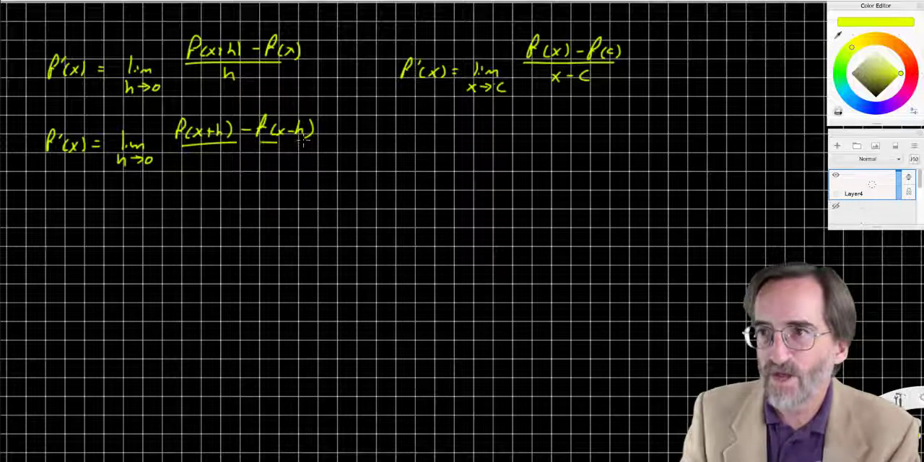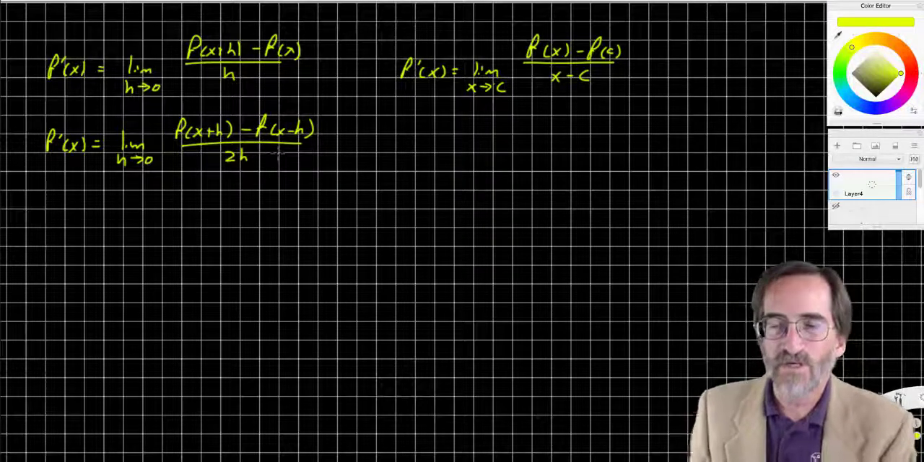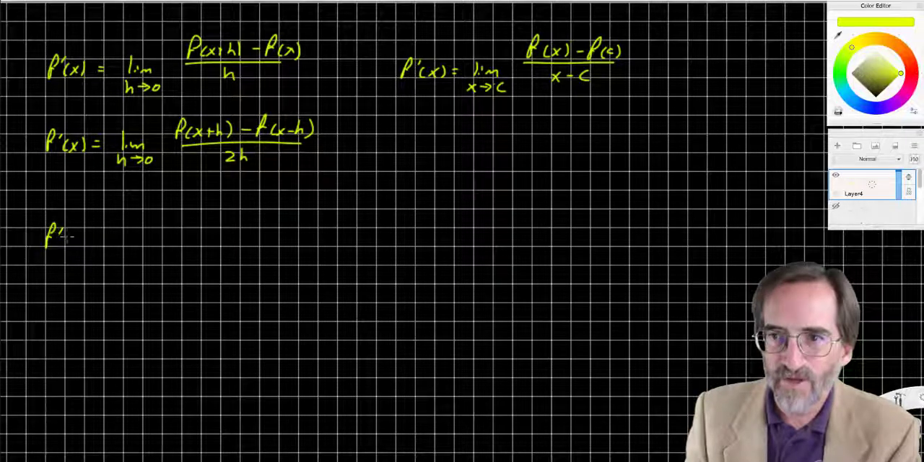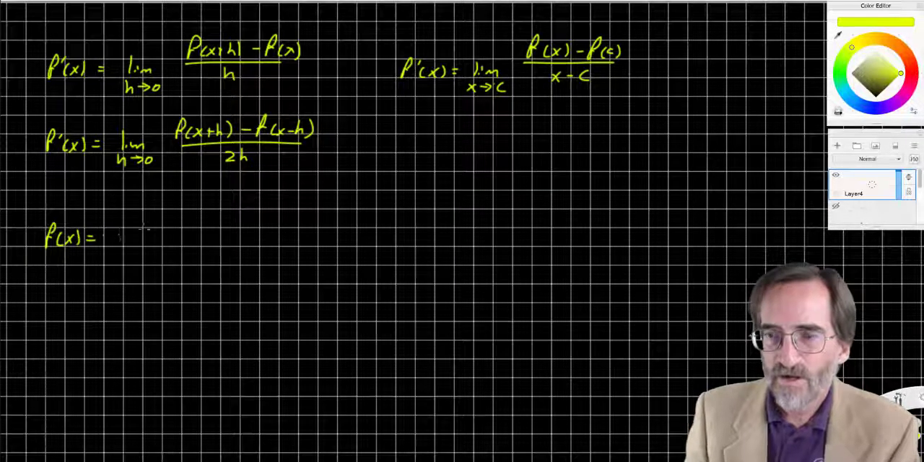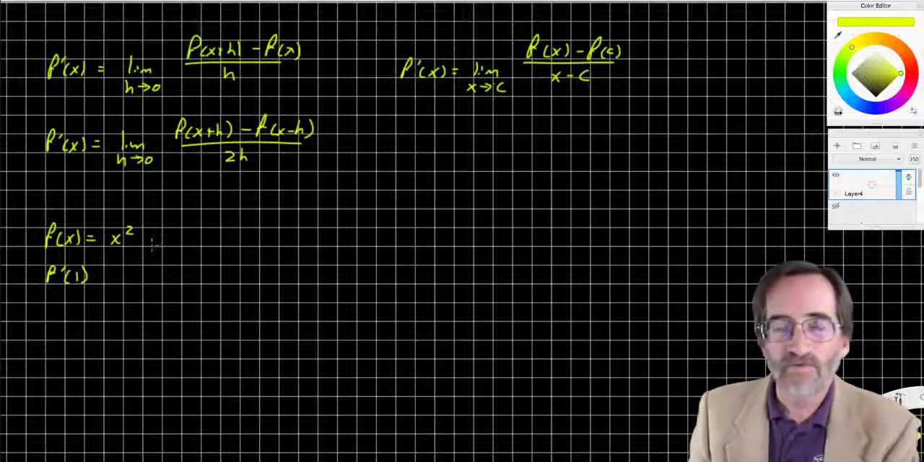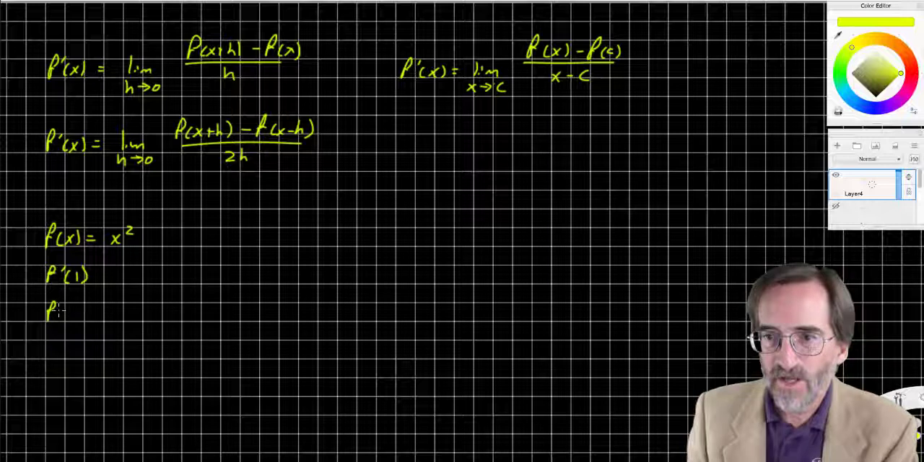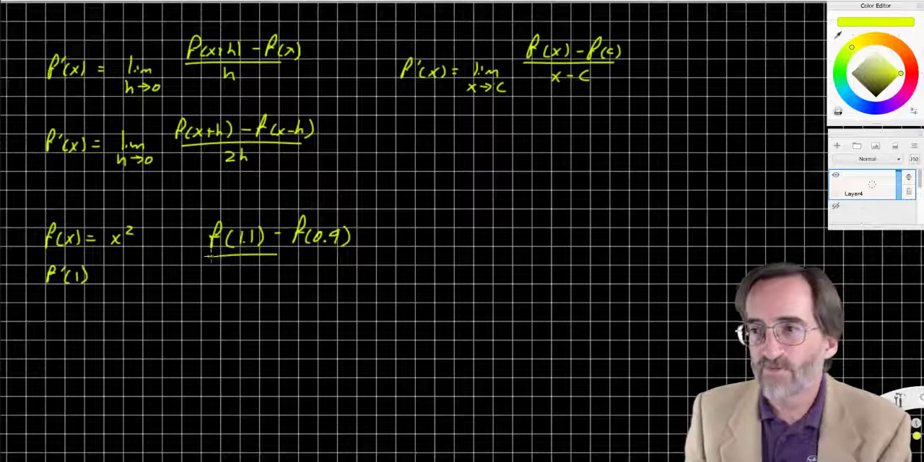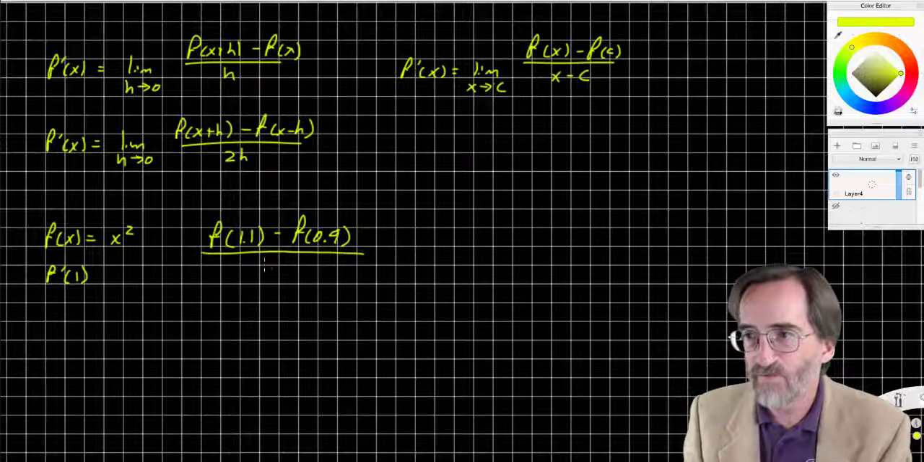So we go h to the left and to the right, all over 2h. Okay, so case in point, let's say I've got f of x equals x squared, and I'm interested in finding f prime at 1. I can use the double-sided differential to do this. I can say f of 1.1 minus f of 0.9, 1/10 above, 1/10 below, divided by 2 times 0.1, or 0.2.